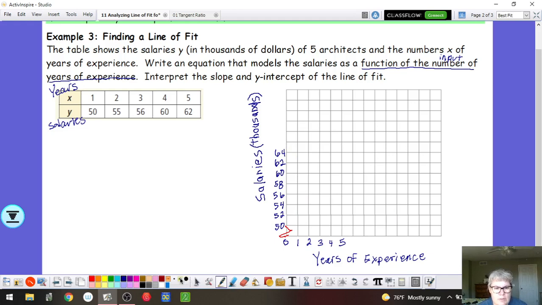Now we can plot our points. So we have 1 is at 50, 2 is at 55, 3 is at 56, 4 is at 60, and 5 is at 62. And as we look at this data, we can see that there's a positive correlation. As the number of years increases, the salary increases. So we can draw a line of fit to fit this data.